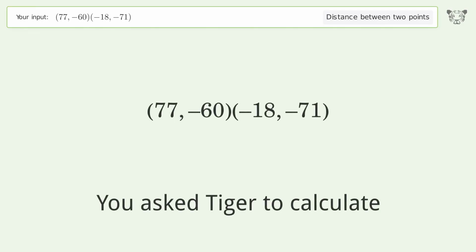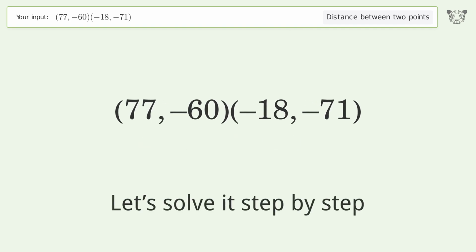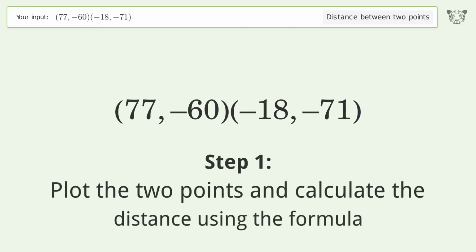You ask Tiger to calculate. This deals with the distance between 2 points. The distance between the 2 points is the square root of 9146, or 95.635. Let's solve it step by step. Plot the 2 points and calculate the distance using the formula.